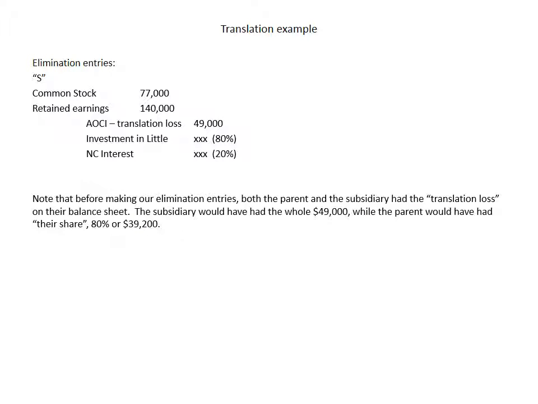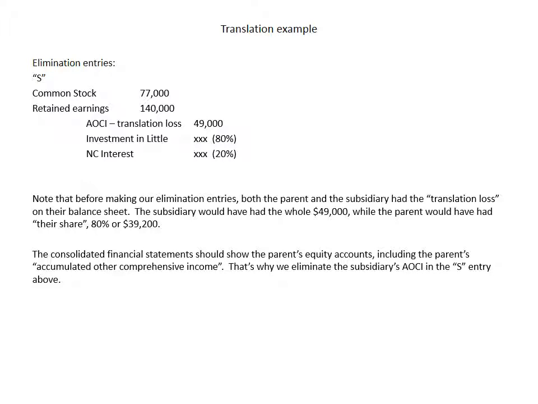And since this is a partially owned subsidiary, that net total is going to be allocated 80% to us, 20% to the non-controlling interest. Now note that before making our elimination entries, both we, the parent, and the subsidiary had the translation loss on our balance sheets. The subsidiary had the entire $49,000, while we had our share of $39,200. The consolidated financial statements should show the parent's equity accounts, including the parent's accumulated other comprehensive income. That's why we eliminated the subsidiary's accumulated other comprehensive income in the S entry above.